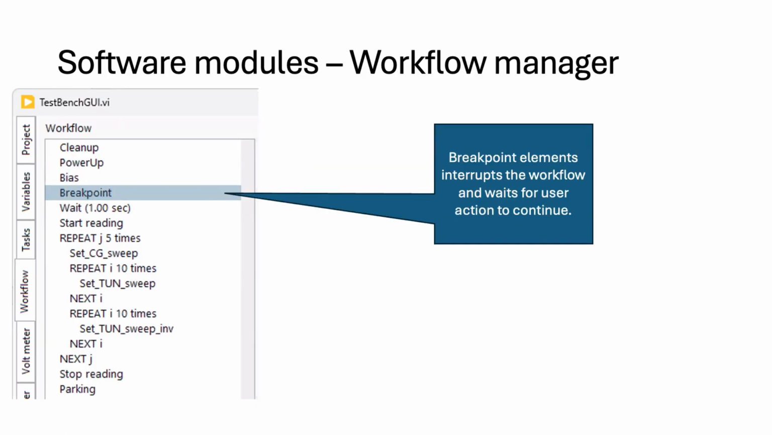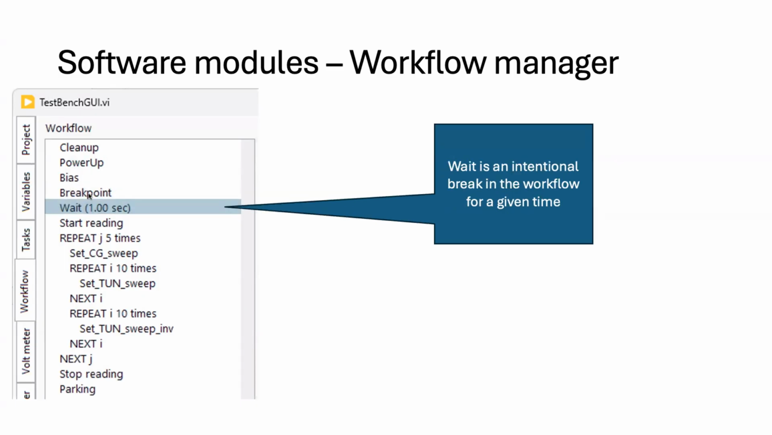Then the breakpoint is a special element of the workflow. It interrupts the workflow and waits for a user feedback, a user interrupt, a user interaction. So for instance, here, after powering up and biasing the circuit, there is a chance to measure the actual value of the output of the amplifier, or you can check the current consumption of the circuit and so on.